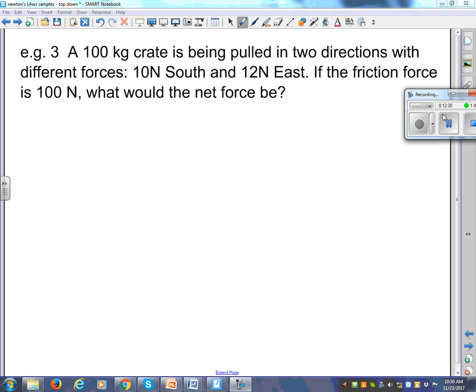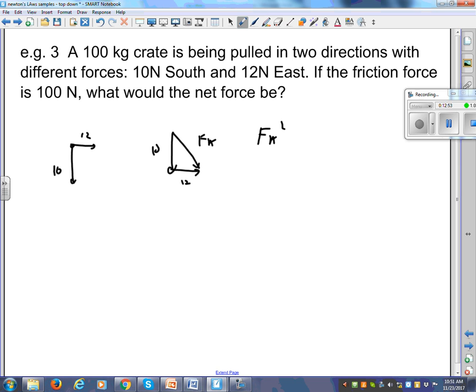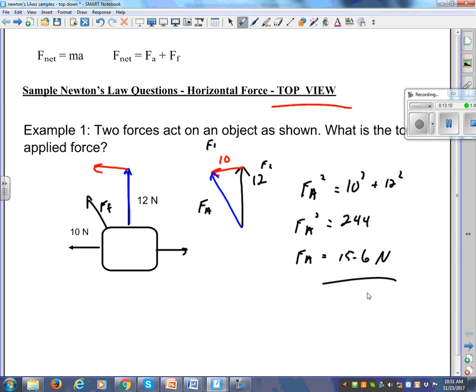Okay, so 100 kilogram crate, 2 directions, 10 newtons south, 12 newtons east. We're going to add those together. So I got 10 and 12, and I guess the 12 would be longer, wouldn't it? We're going to call that FA. Because it's a right triangle, we're going to use Pythagoras again. So FA squared is equal to 10 squared plus 12 squared. That's 100 plus 144. Didn't I do this one already? Yeah, 244. It's exactly the same as the first one, which was 15.6.